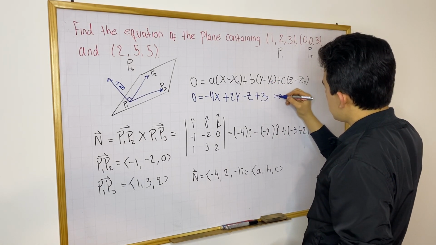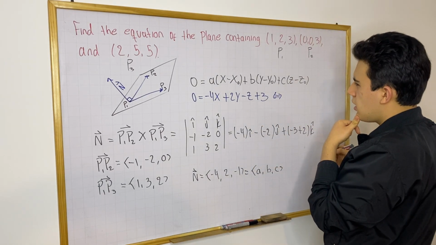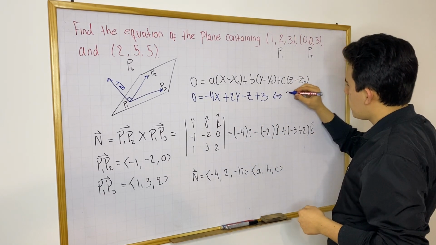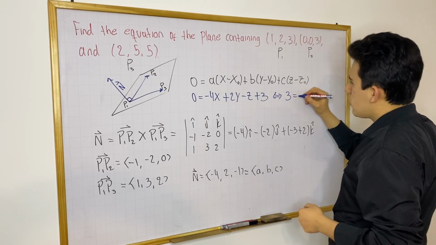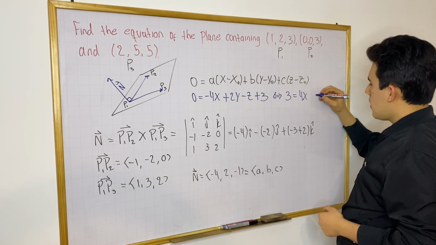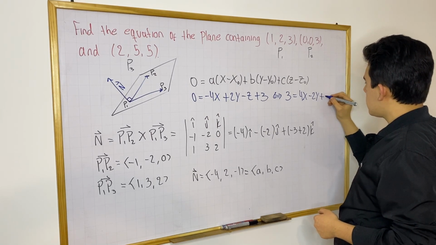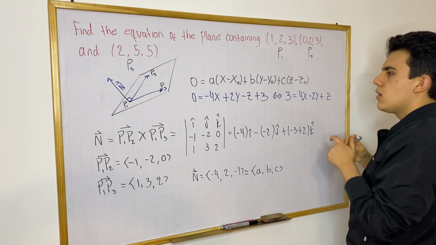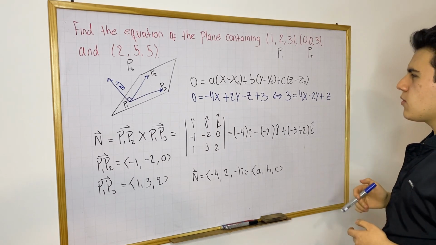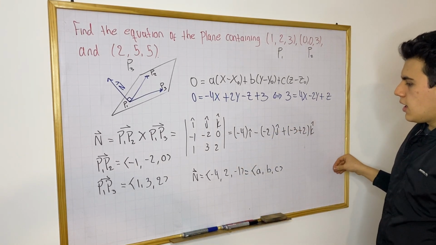And this means that the plane equation that we want, yes, I'm going to multiply everything by negative 1, is going to be 3 is equal to 4x minus 2y plus z. Yep. The signs should be right there. Yep, they are. So this is the equation of the plane that we just found.